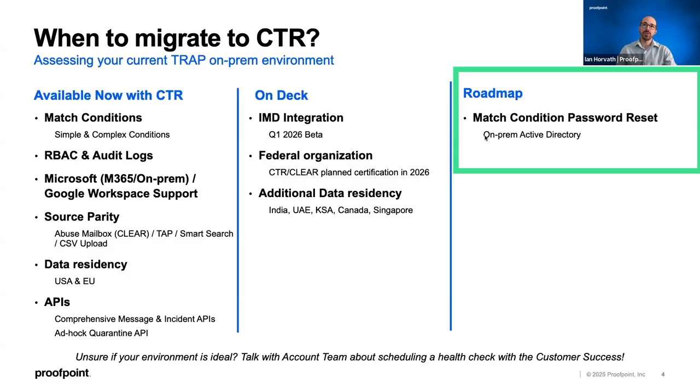That's not within the next 12 months, which is pretty much our on deck column right here. But there are options still if you are on this roadmap column where you can run a hybrid environment. You can start testing things out for your certain sources. You can start doing CSV uploads and smart search exports and everything like that up in the cloud, which we'll talk about as well. But you can start testing the waters while we work on these last few integration pieces.